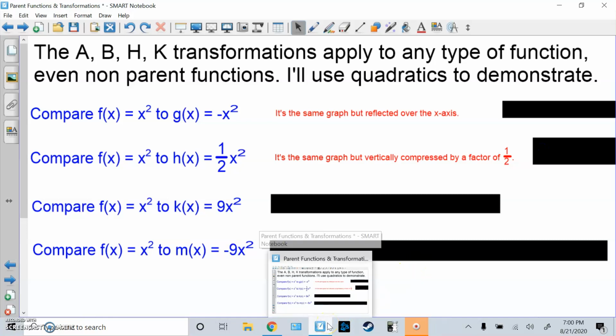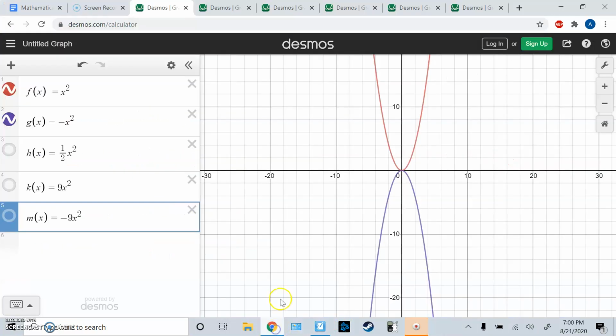So when you compress something from the top and bottom, you're squeezing it, it's actually going to get wider. So let me show you that graph. So see how it's sideways more?